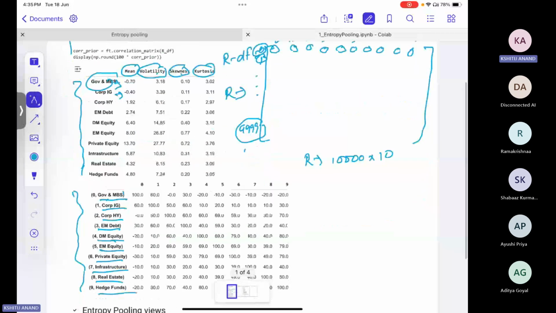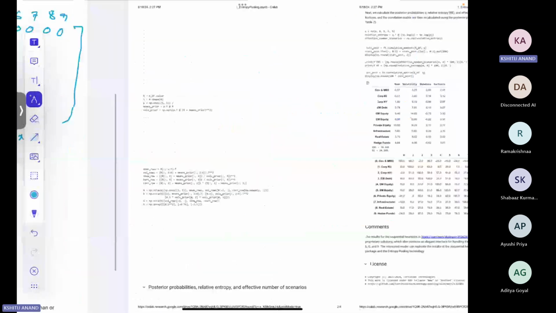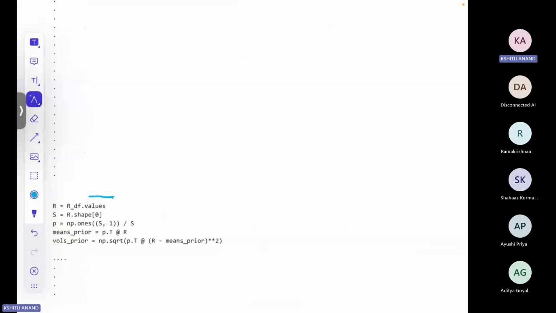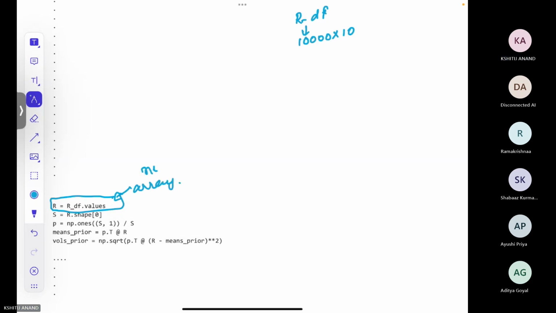Now, the matrix that we have discussed was RDF, and its size was 10,000 cross 10. Now we are converting it into an array. So R is a numpy array. And then we are assigning S equal to R.shape[0].